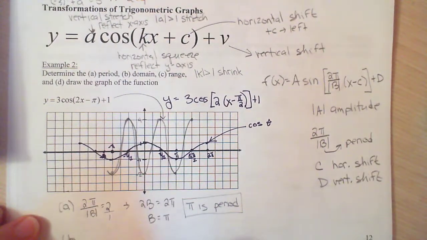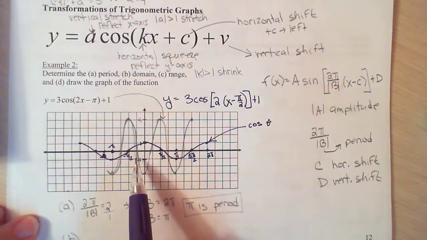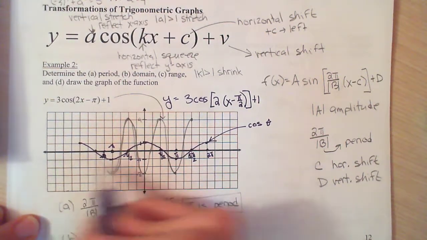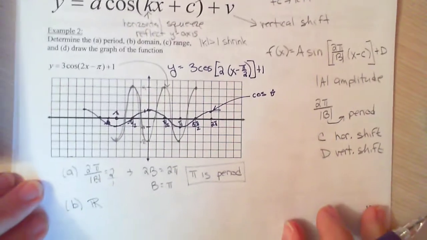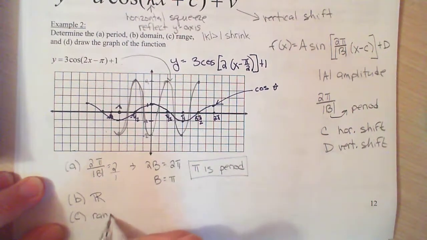B is the domain. Well, cosine, even if you shift it all around, it's always going to have a domain of all real numbers. All x values can be on the graph of cosine. C is the range.